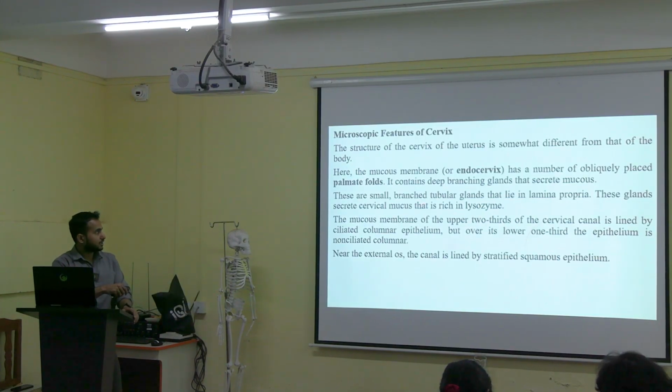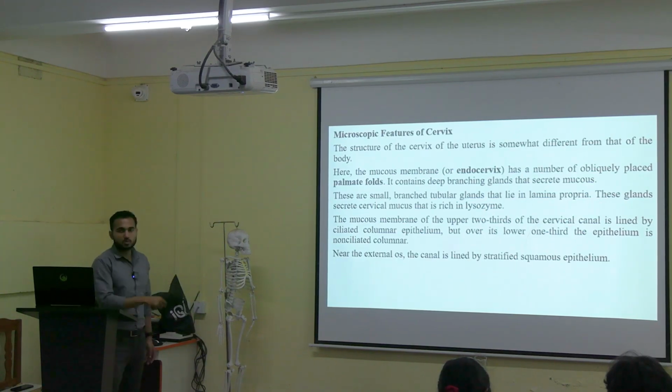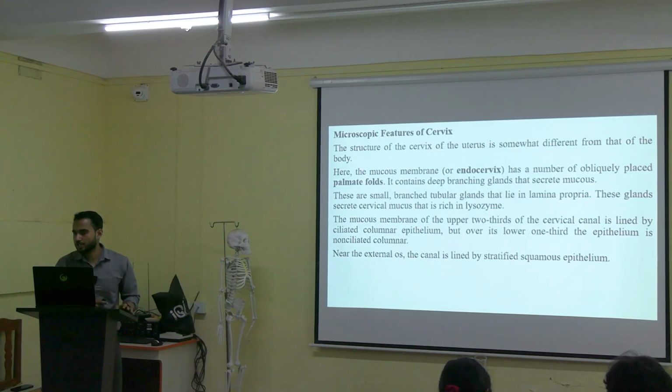Next, branched tubular glands are there, which are present in the lamina propria. They secrete cervical mucus, which is rich in lysozyme. Now this particular cervical mucus is important for vagina also, because in case of vagina there are no mucous glands. In order to keep the vaginal mucosa moist, these particular glands are very helpful.